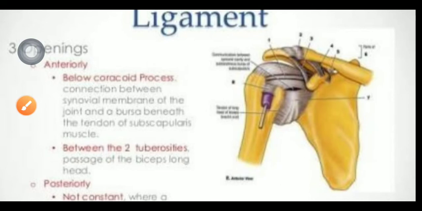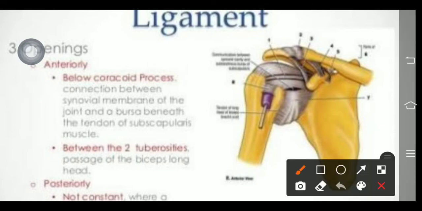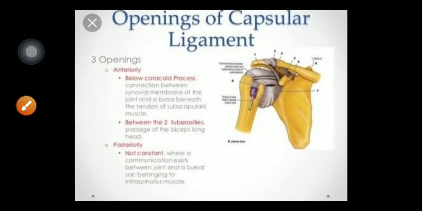The coracoid process is here. It is situated antero-inferior to the coracoid process. The next opening is present between the synovial cavity and the infraspinatus bursa. It is not actually seen in this picture.